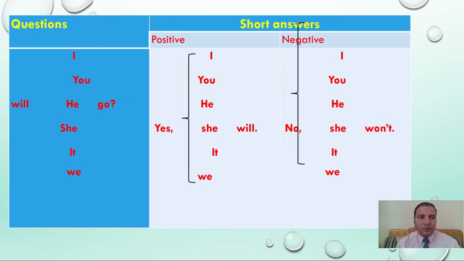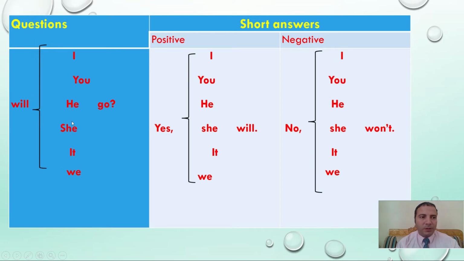And here, inshallah, we will talk about how to make a question with will. I start the question sentence with will plus subject pronouns plus the base form. Will I go? Will you go? Will he go? Will she go? Will it go? Will we go?